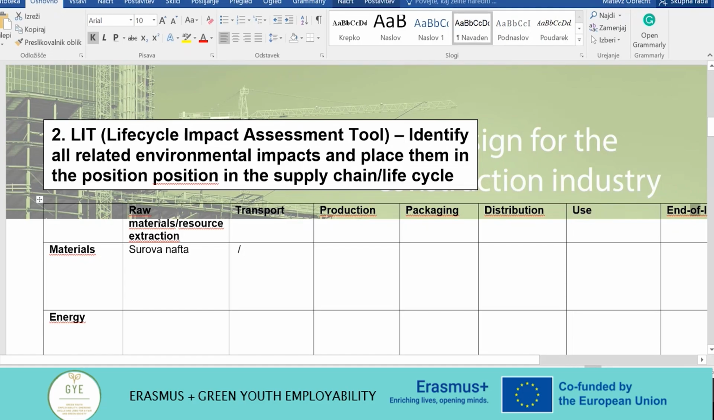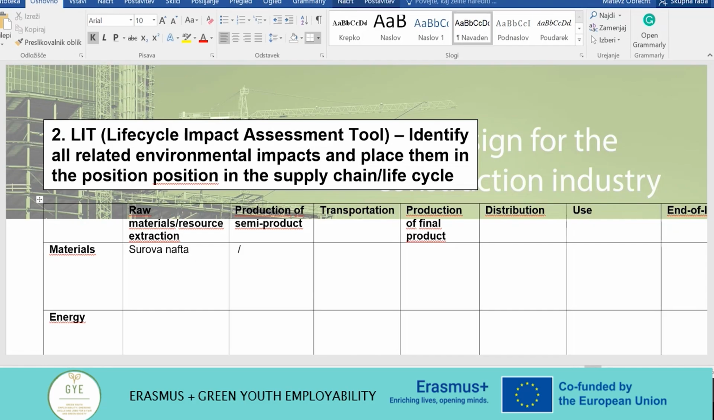If you say, okay, the raw material is being extracted at one point, and at that point it is also being produced. So we will have production of a semi-product, for example, and then you will have the production of the final product. You can do it also like that, and then you don't have any packaging, and in between you have transportation, for example, and so on and so on. So you can do it.